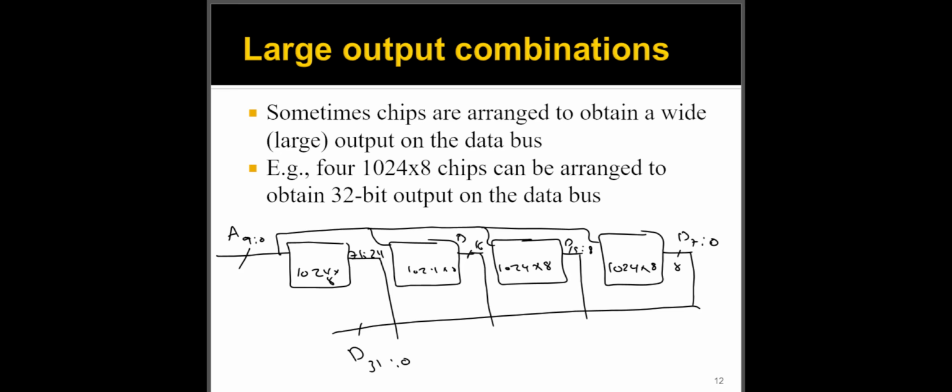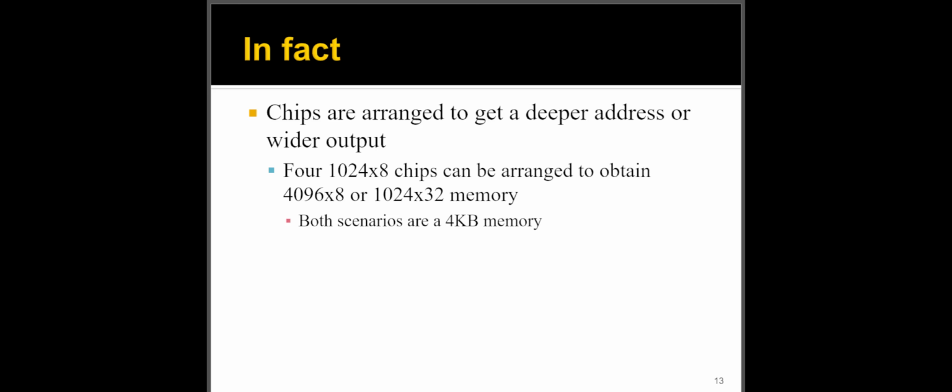In fact, chips are used either side by side to get a wider output, or they can be used in a stacking manner to get a deeper address. So just like we did 4 chips side by side to get a 32-bit output, we can stack them on top of each other to get a 4096 by 8. So like we could have them stacked like this, whereas each one of these chips is going to produce 8 bits of data.